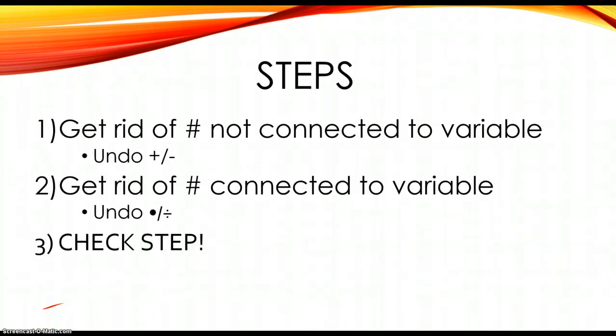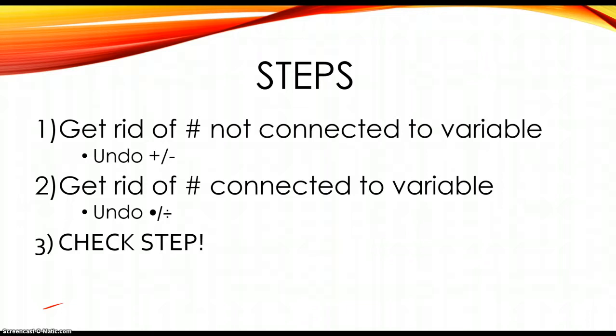So we have some steps here. Our first step is to get rid of the number that's not connected to our variable. In this step, we're going to be undoing either addition or subtraction, depending on what the original problem is saying, so what it states in the very beginning. If it's using addition, we'll use subtraction. If it's using subtraction, we'll use addition, just like our one-step equations.